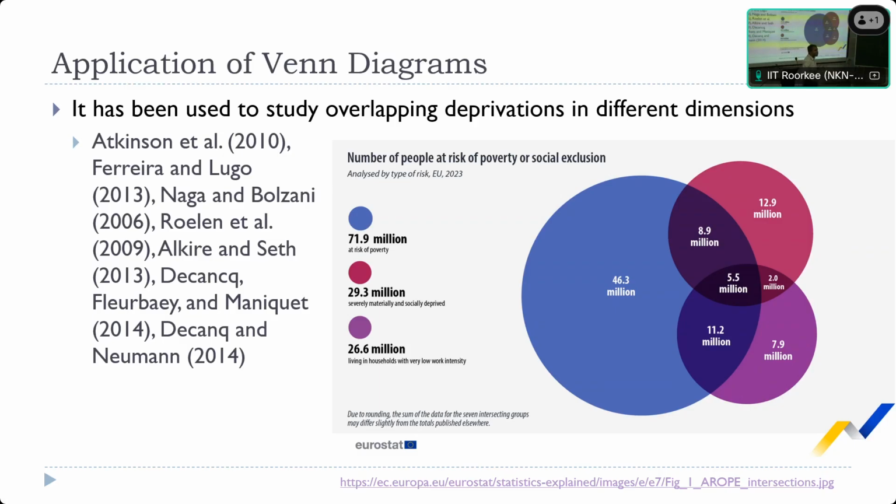Yes, so questions? What are these references for? They use the Venn diagram. These are the studies. When I wrote that it has been used to study overlapping deprivations, these are the papers at different points. They have used the Venn diagram technique because it is a useful tool. If you have just two or three dimensions, to show the overlap you do not have to present tables or whatever. People just find this graphical tool very useful. So for a small number of indicators or dimensions, yes, you can use it.